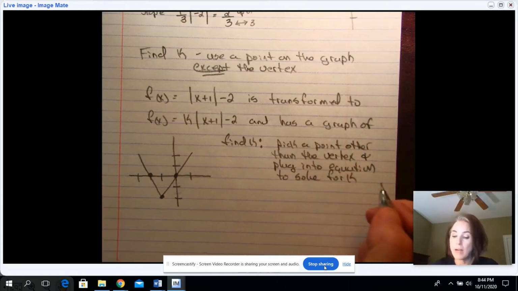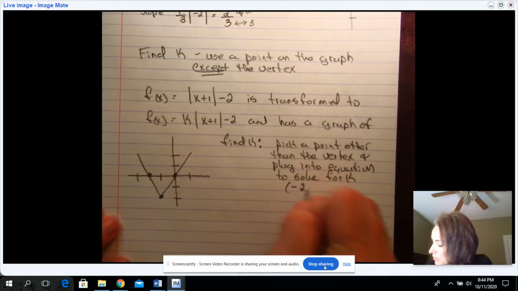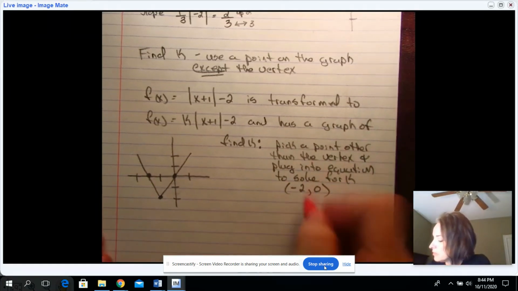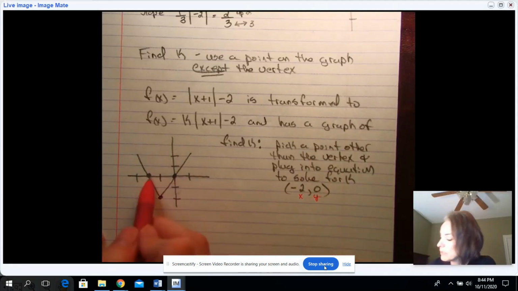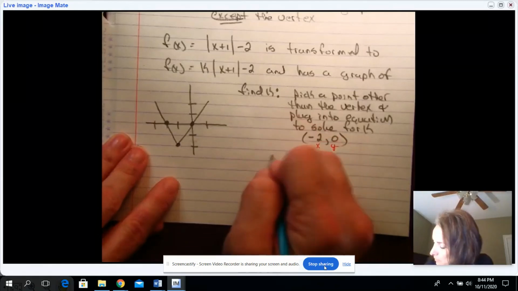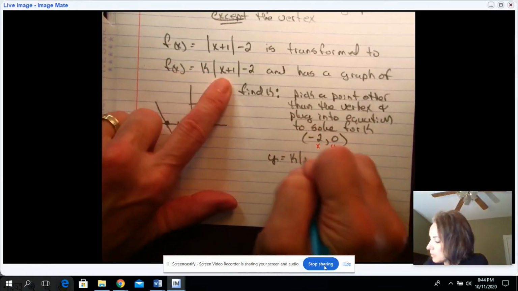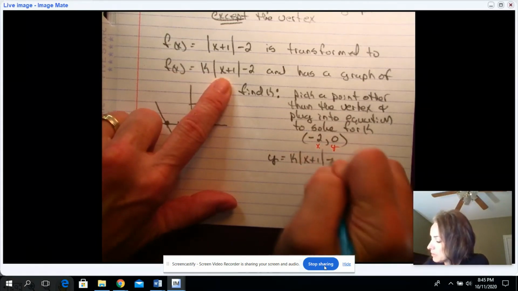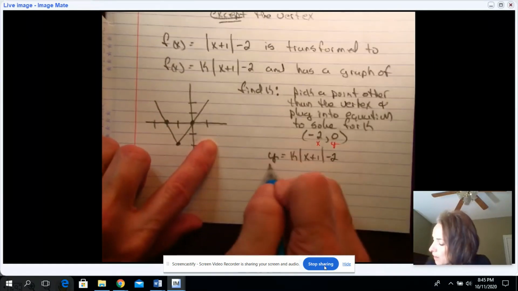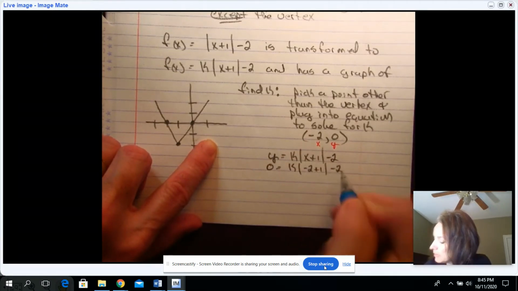All right, so I'm just going to pick negative 2, 0. So again, this is your x, this is your y. So that's a clear point on this graph, negative 2, 0. So go to your y equals k times the absolute value of x plus 1 minus 2. So plug in a 0 for y. Plug in a negative 2 for x, so you'll have negative 2 plus 1 minus 2.